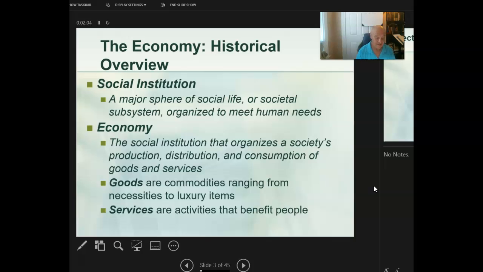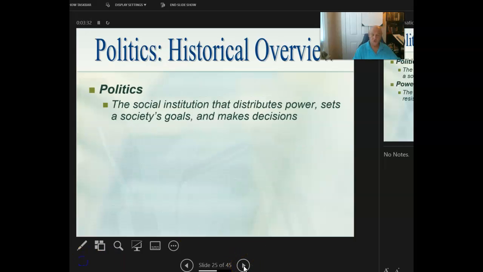We're talking extensively, at least in chapters 1 and 2 and 12, and throughout the book, of a couple of major ones. If we look at the environment, for example, and how it is organized in terms of our stewardship or lack of stewardship or super exploitation by self-interested large entities, that has to do with the economy, okay? The economy is a social institution that organizes a society's production, distribution, and consumption of goods and services. Politics, what we're going to be looking at essentially in chapter 2, is a social institution that distributes power, sets a society's goals, and makes decisions.